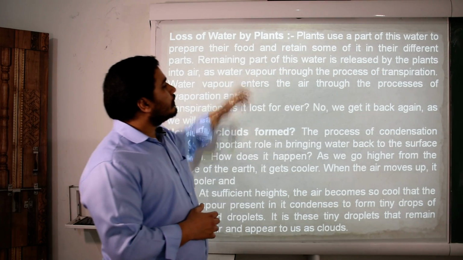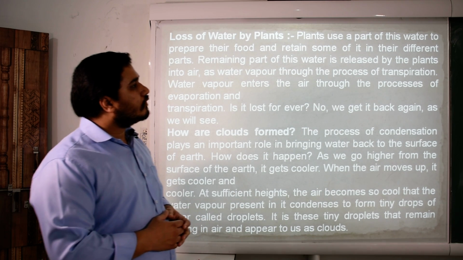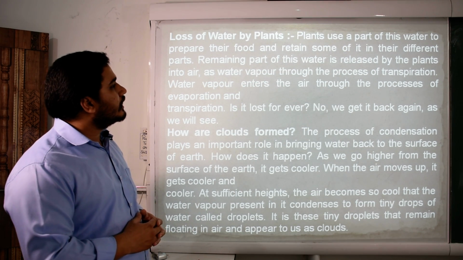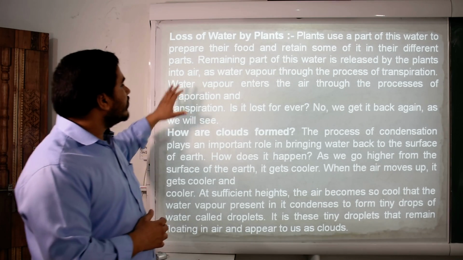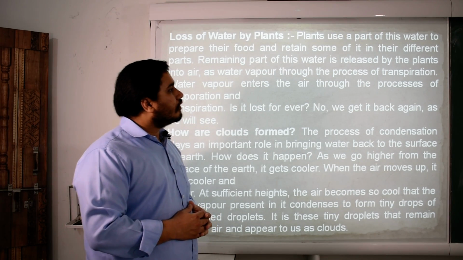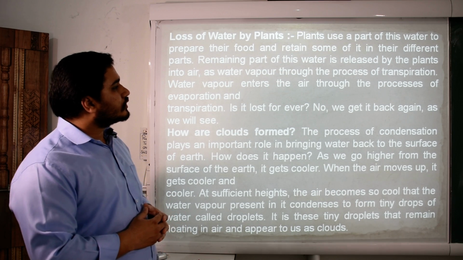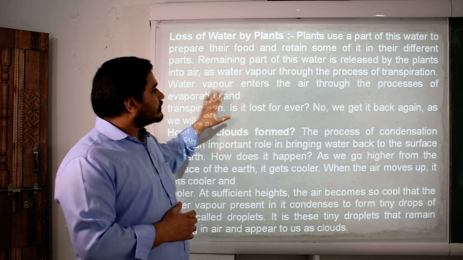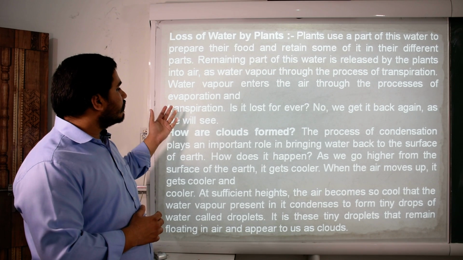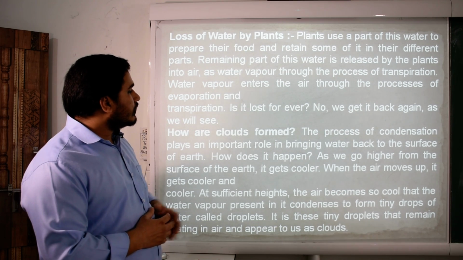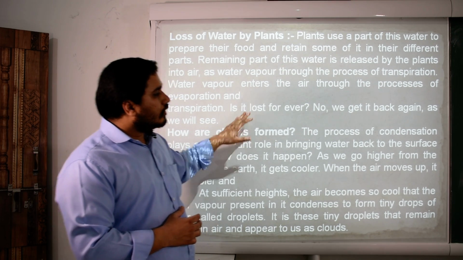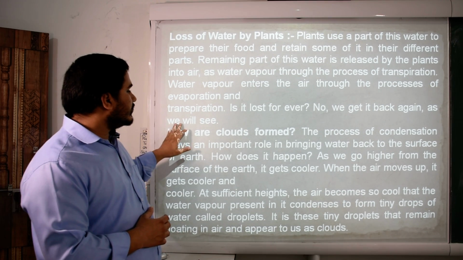Loss of water by plants. Plants use a part of this water to prepare their food and retain some of it in their different parts. The remaining part of this water is released by the plants into the air as water vapor through the process of transpiration. Water vapor enters the air through the process of evaporation and transpiration. Is it lost forever? No. We get it back again, as we will see.